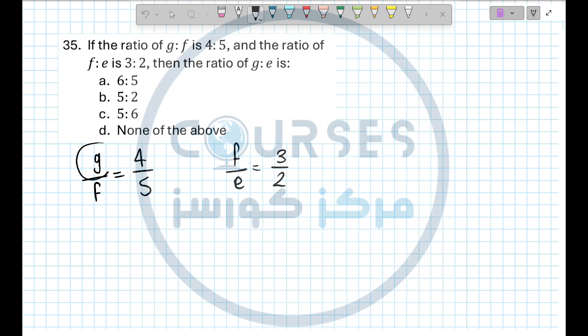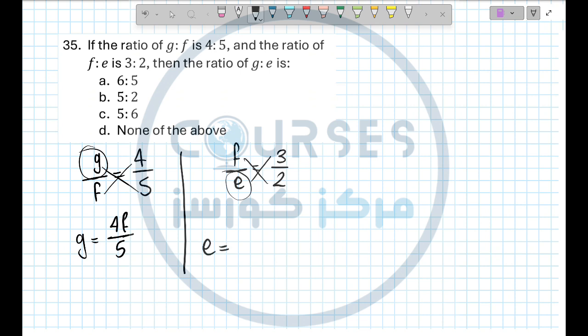Now he wants G over E. This G and this E. Right. Do we find something in common? Yeah, the F is in common. So let's find the G as a function of F. Let's find the E as a function of F. So G will be equal to 4 times F, which is 4F over 5. Okay, what about this one? Same thing. E equals 2 times F, which is 2F, over 3.